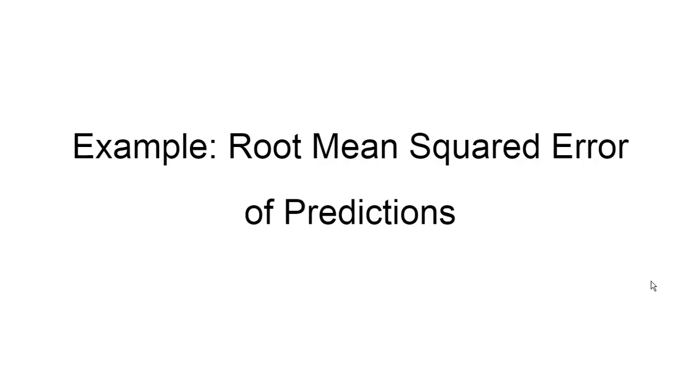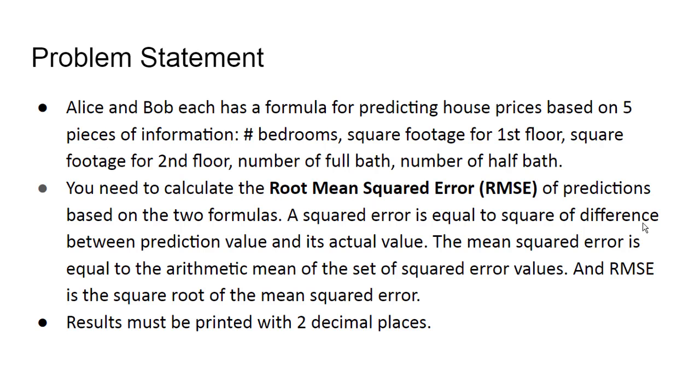Welcome back. Let's look at the fourth example problem, root mean squared error of predictions. In this problem, we have Alice and Bob, who each have a formula for predicting housing price using 5 pieces of information: the number of bedrooms, square footage for first floor, square footage for second floor, number of full baths, and number of half bathrooms. You are asked to calculate the root mean squared error, or RMSE, of the predictions based on the two formulas.